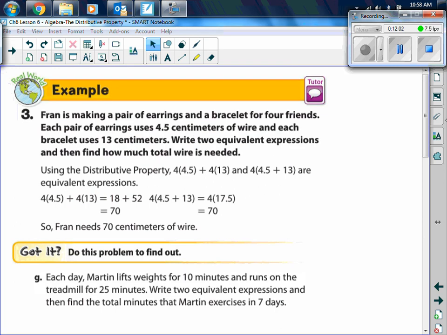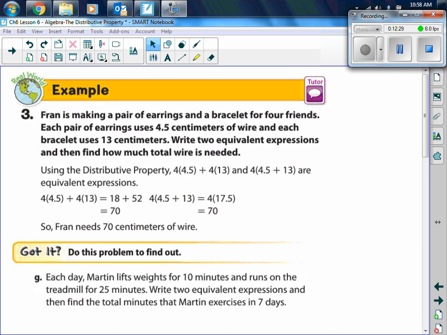So for example 3, it says Fran is making a pair of earrings and a bracelet for 4 friends. Each pair of earrings uses 4.5 centimeters of wire, and each bracelet uses 13 centimeters of wire. Write 2 equivalent expressions, then find how much total wire is needed. So here, how many friends?